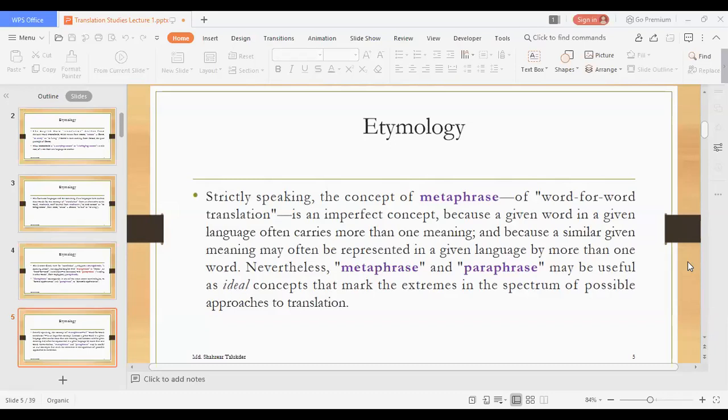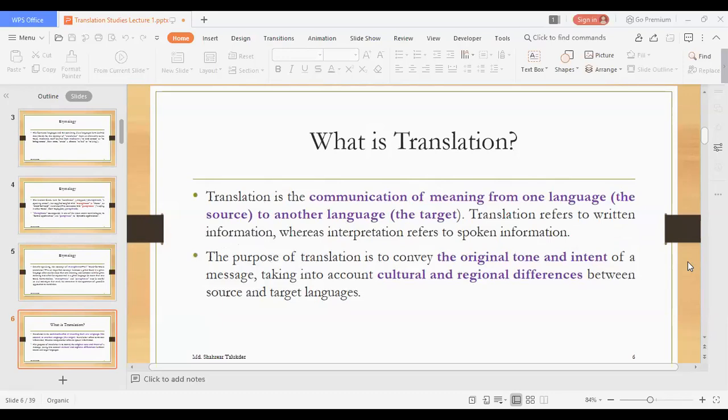Okay. Now, what is translation? We have already talked about the methodological definition. Now let's see what we understand by translation. Here in slide 6, it says that translation is the communication of meaning from one language, that is the source, to another language, that is the target. So translation refers to written information, whereas interpretation refers to spoken information. Usually, translation means the written text. We mean that we will translate a written text from one language to another language.